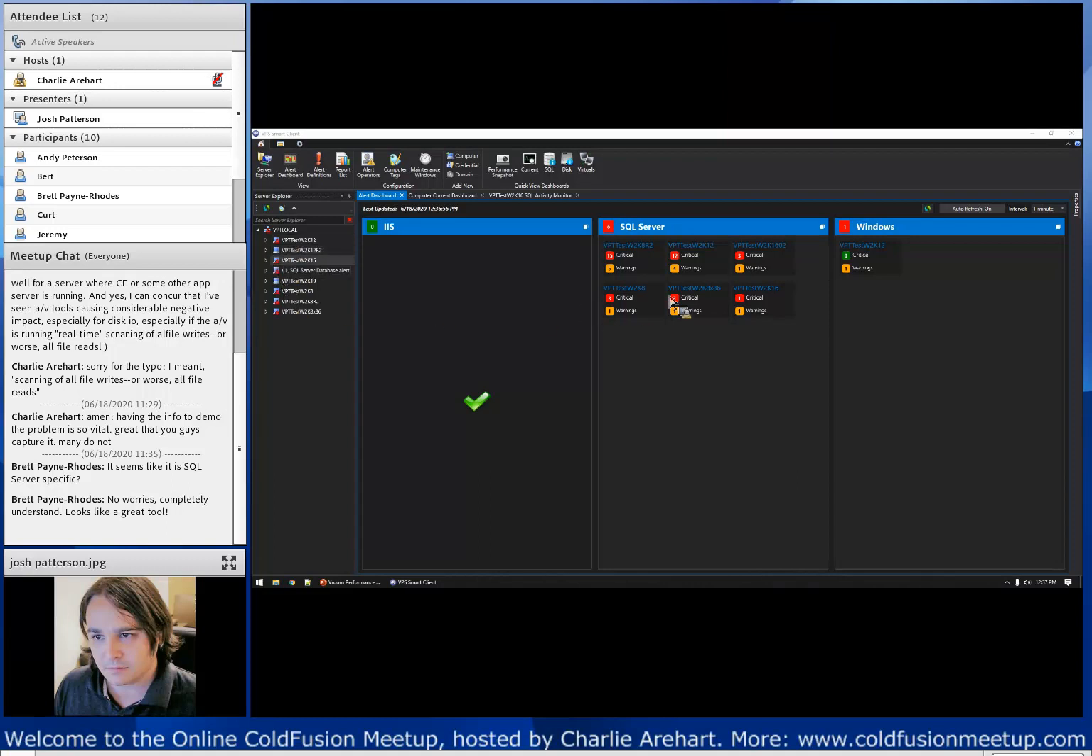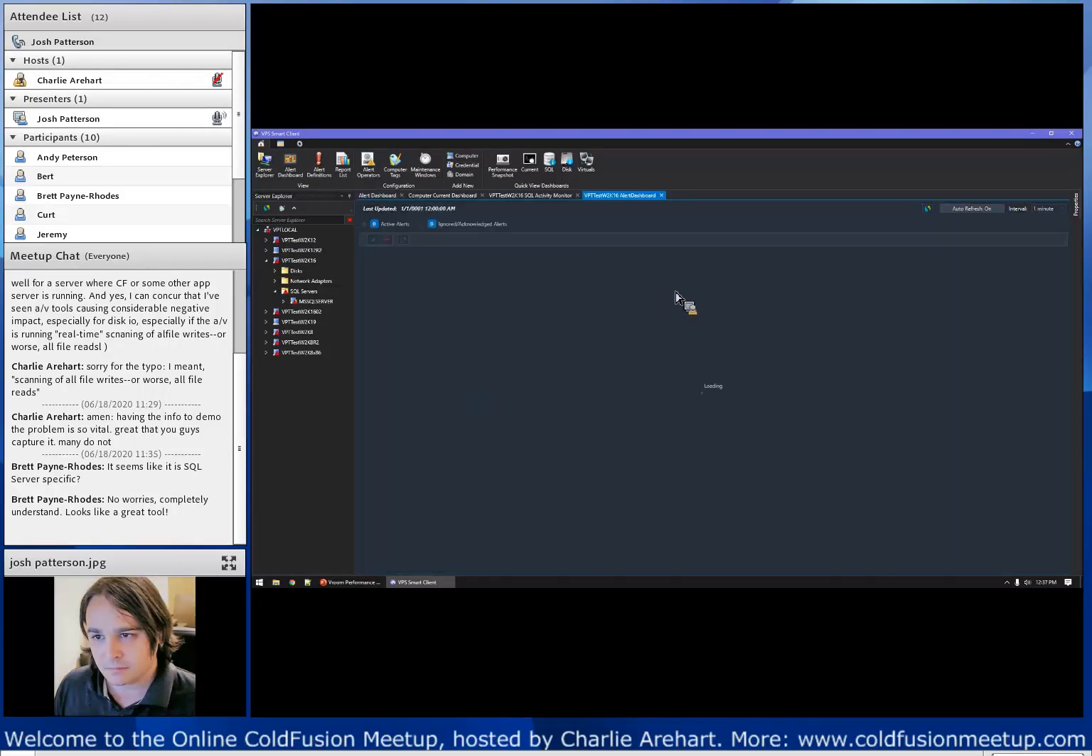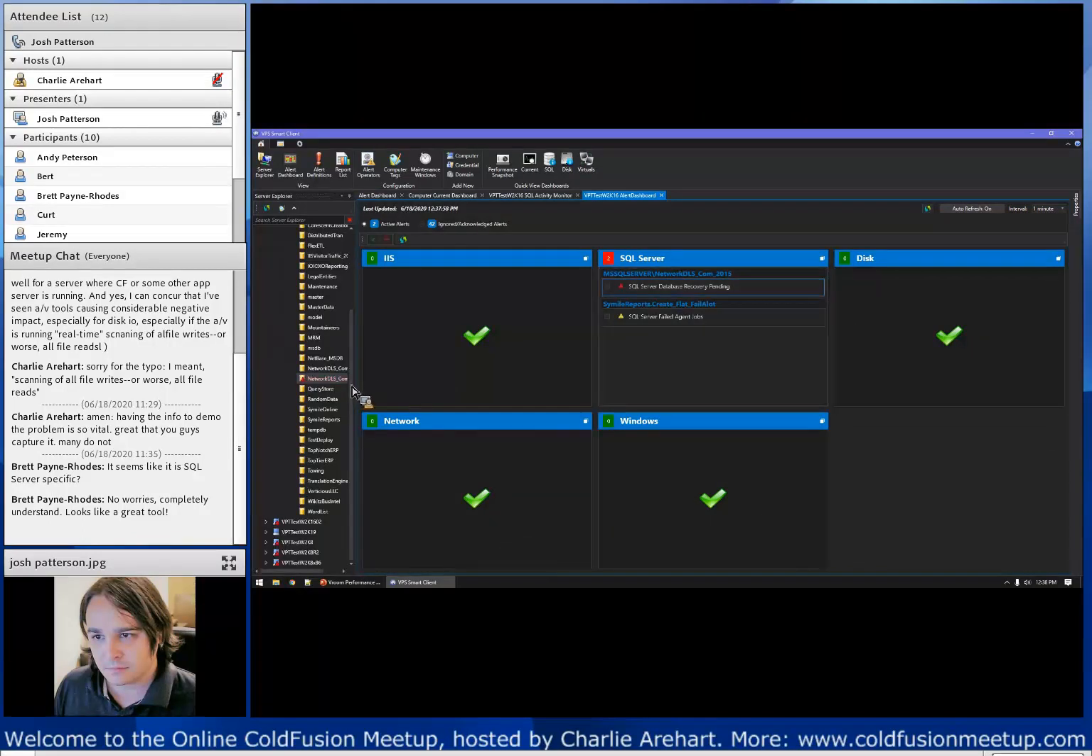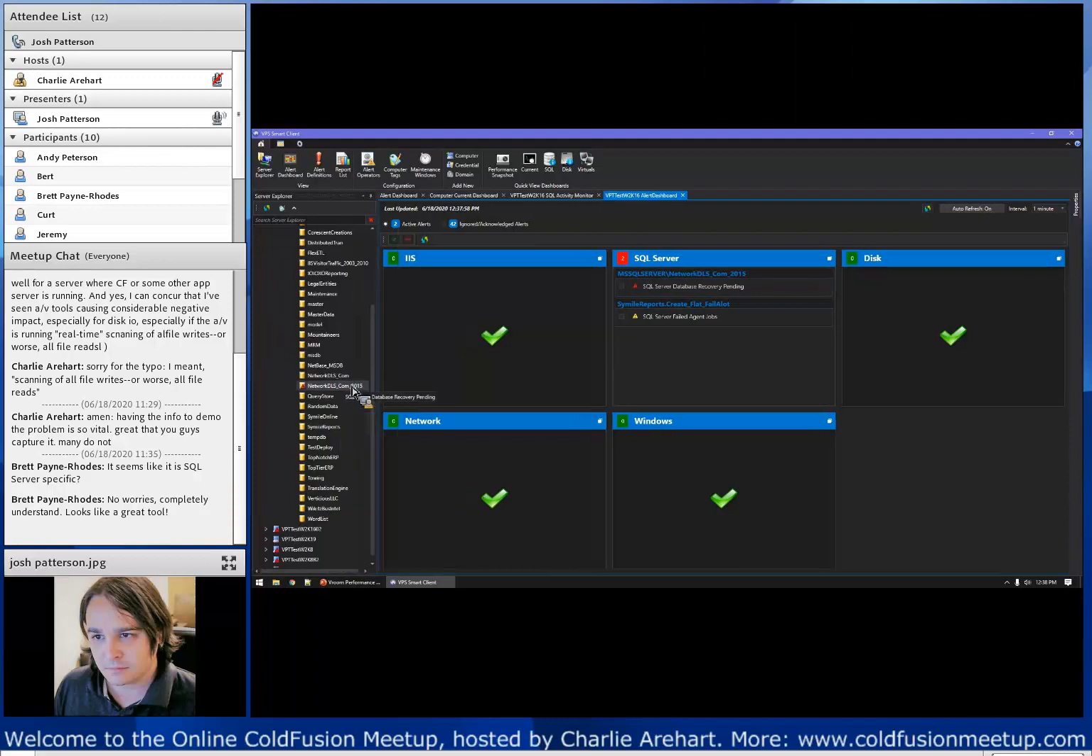But just pick on one, this test 2016 box. We can see that we've got a database pending recovery, and we can go straight to the database and see that, oh yeah, there it is. There's one that's pending recovery that for some reason didn't come back up after a reboot. Of course, that's an email you would have got. At the end of the day, you would also get a digest email with a summary of alerts, or both. You can do both. So that's basically what you'd be looking at when you first open up VPS.